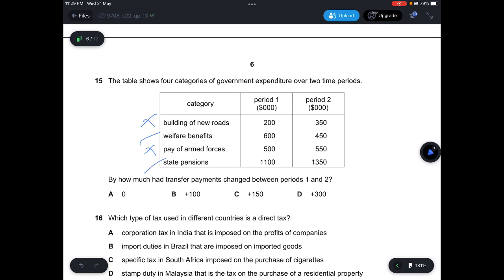So for period 1, it's 1700. And then for period 2, it's 1800. So there's an increase of 100, so $100,000. So it's B.